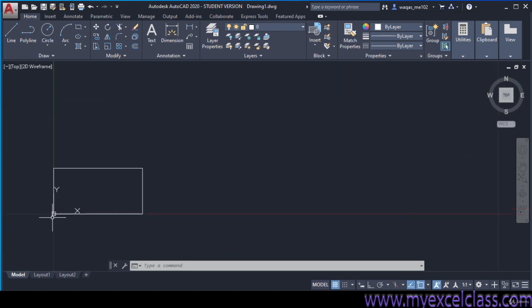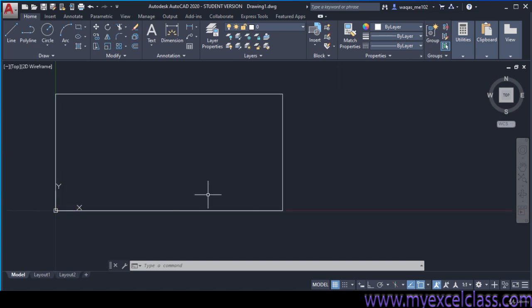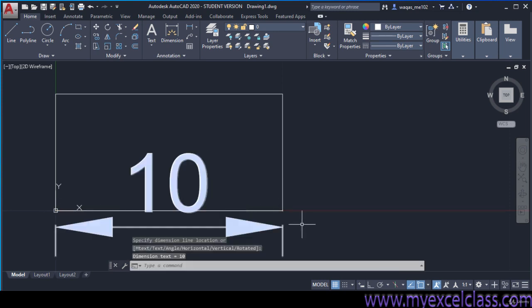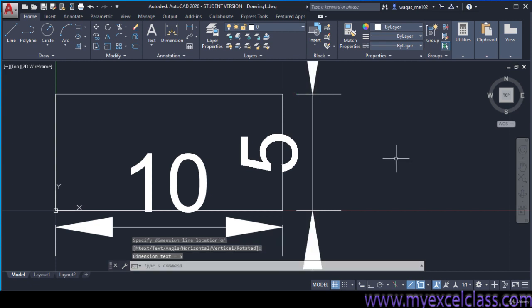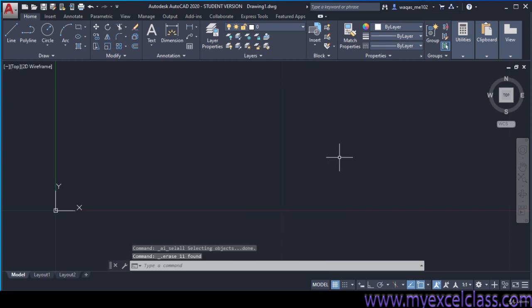So again, I want to draw the same rectangle having length 10 and height 5. I am mentioning here this length is 10 and this one is 5. So I just want to show you, delete it. I want to draw this rectangle using the relative coordinate system. That is the second way to draw the line.